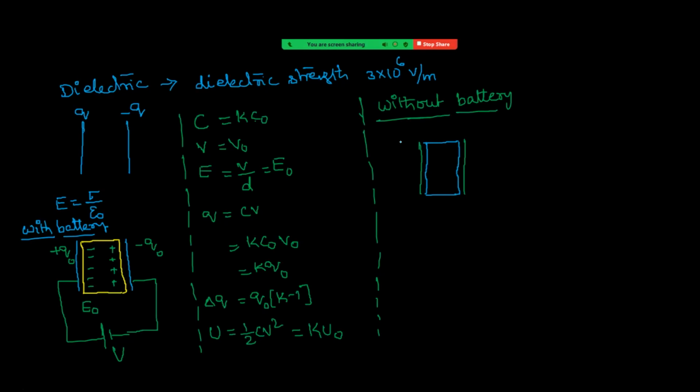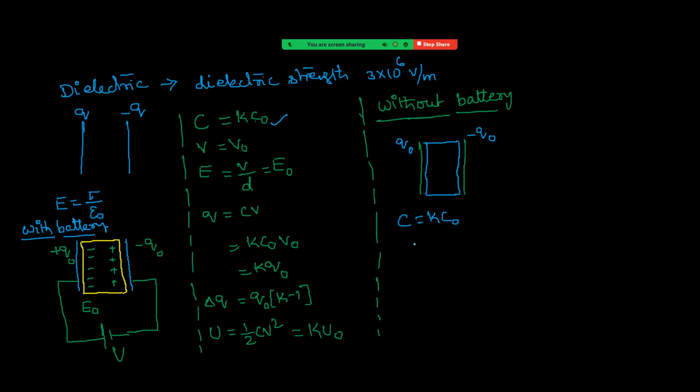Let us take the initial charge as Q naught. This is minus Q naught, right? Now see what happens. Again, first condition: capacitance becomes K times. No change in that, because that is the definition of dielectric constant. So first one, C equal to K times C naught.